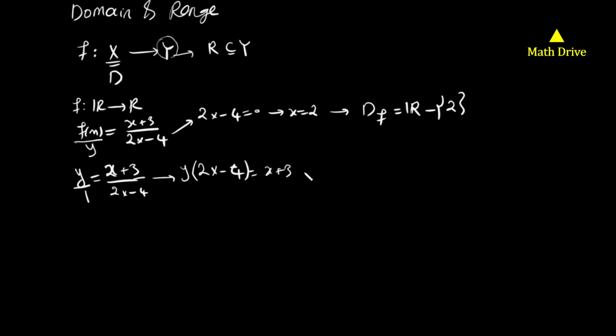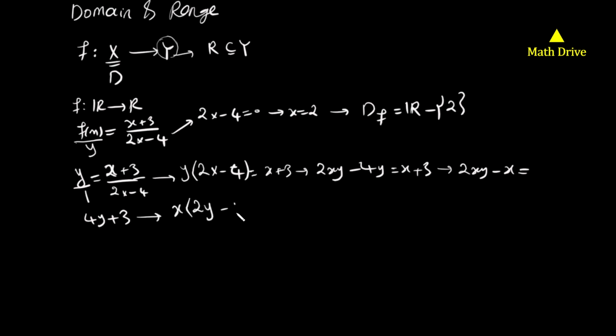This is going to be 2xy - 4y = x + 3. If we bring the x to the left side, 2xy - x = 4y + 3. We brought the -4y to the right side, meaning x(2y - 1) = 4y + 3, and x = (4y + 3) over (2y - 1).